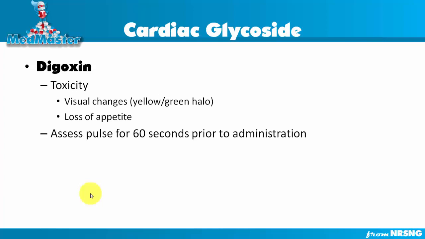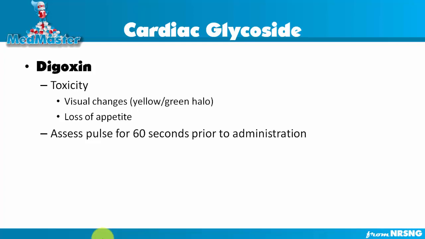Okay, cardiac glycosides. The cardiac glycoside you really need to keep in mind is digoxin, right? The first thing I want you to keep in mind is the importance of assessing the pulse for 60 seconds prior to administration. You want to check the pulse for a full minute and determine where the pulse is. And you don't want to give it if your pulse is under 60.